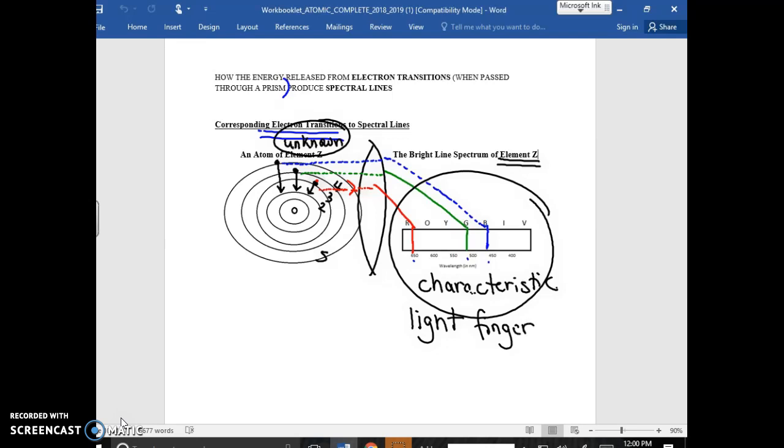Meaning it doesn't matter in what kind of sample you find this particular element. If present, and if it gives off light and that light is viewed through a diffraction grating, it must produce this characteristic bright line spectrum, which can be used to identify the element. It's a very handy little trick.